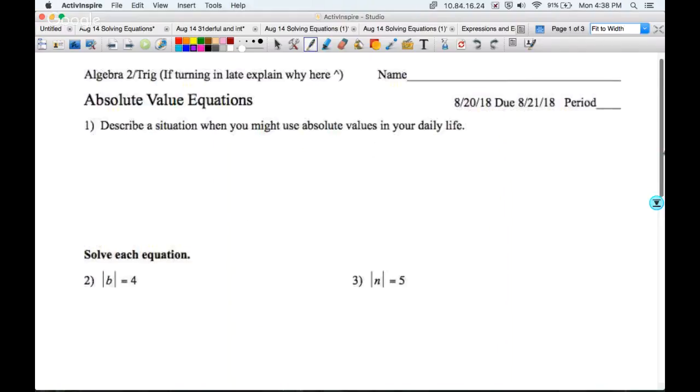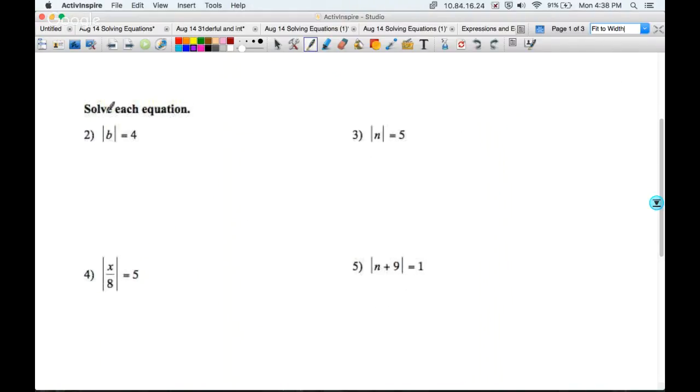With problem number 2. Solve each equation. In order to solve this, I need to first recognize that my absolute value brackets have already been isolated. There's no operations outside of them, like a coefficient here, or maybe an additional term. Once we're to that point, we can split it into the two cases. The first case is where we drop our absolute value brackets. We just rewrite it without the absolute value brackets.